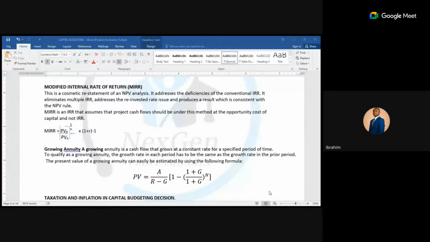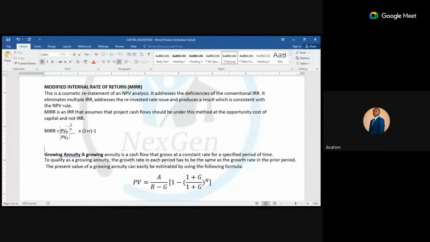Okay. Now, there's what we call modified internal rate of return, right? When you are not comfortable with the internal rate of return, you may calculate what we call the modified internal rate of return. And you can see the formula for calculating the modified internal rate of return, right?